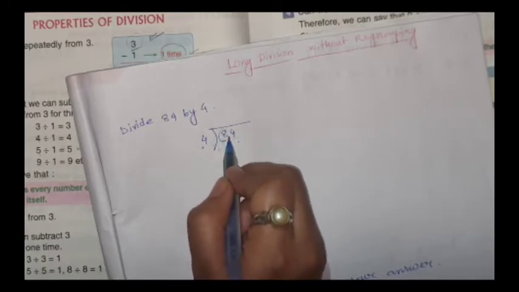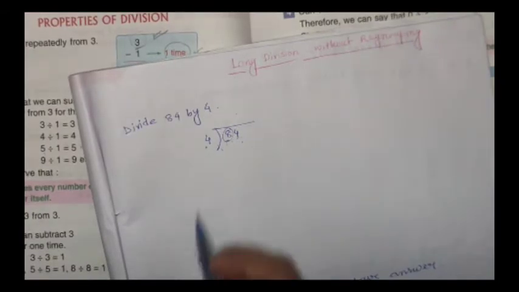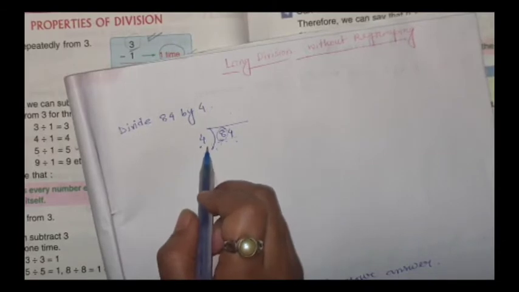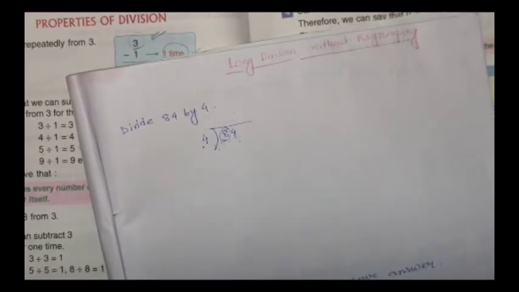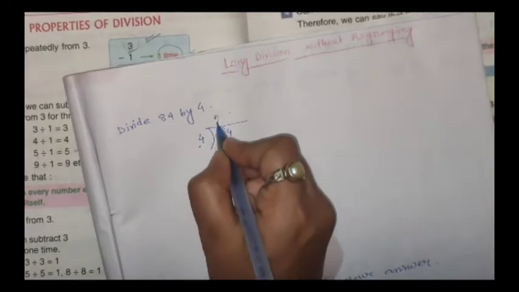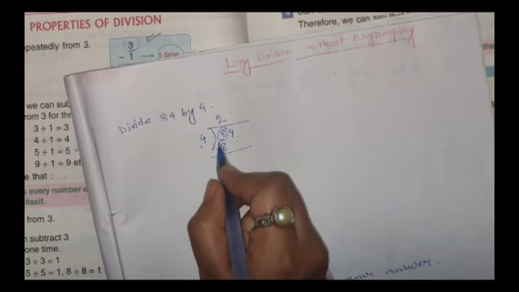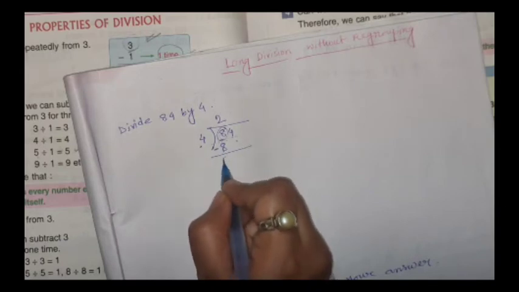So if we get a digit that is bigger than this divisor, then first of all try to divide this tens digit by the divisor. If the leftmost digit is bigger than our divisor, we divide it first. Okay, so 4 2s are 8. Then you have to subtract this. So 8 minus 8 is 0.